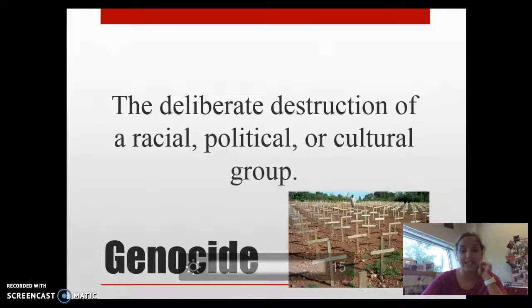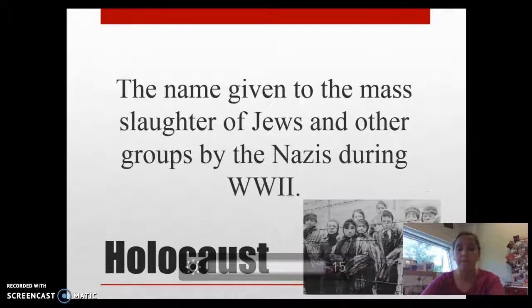All right, genocide. Genocide is the deliberate destruction of a racial, political, or cultural group. That is called genocide. The genocide that occurs during World War II is the Holocaust. This is not the only genocide that has happened in history. The reason we learn about these genocides is because we do not ever want something like this to happen in our country or to happen again in the world. Genocide is a really, really terrible thing.